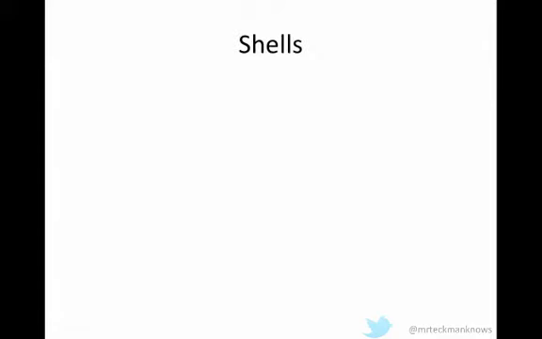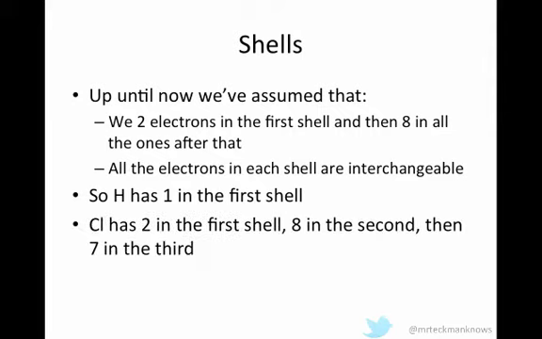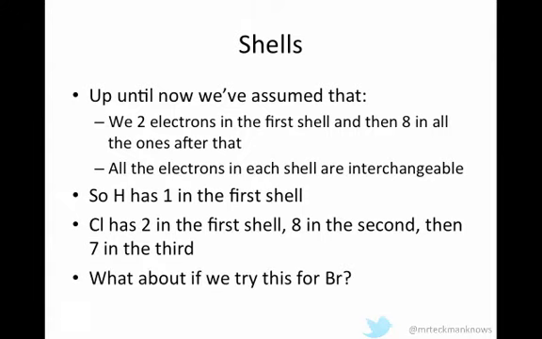So up till now we've been talking about electrons as living in shells, and that seems to make sense so far when we've been looking at the periodic table. We've always assumed that you have 2 electrons in the first shell and then 8 in all of the ones after that, and that all of the electrons in each shell are interchangeable. They're all basically the same. So hydrogen has 1 electron in the first shell, chlorine 2 in the first shell, 8 in the second shell, and 7 in the third.